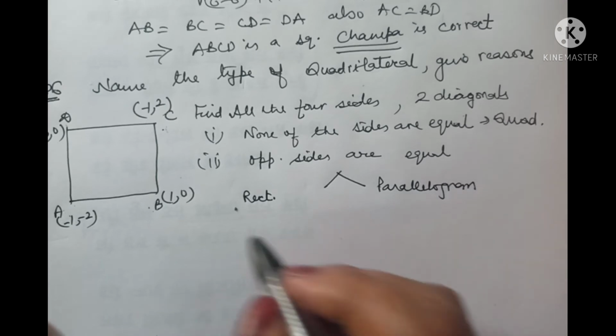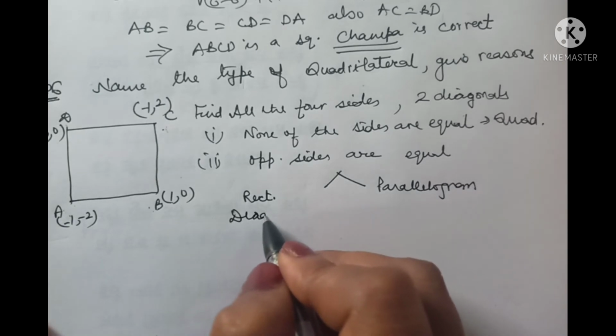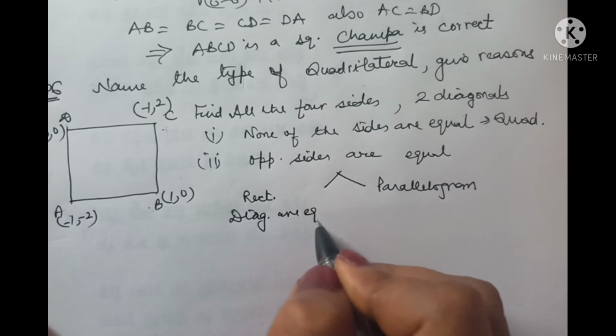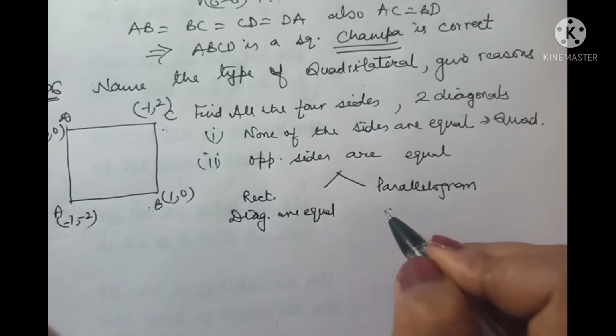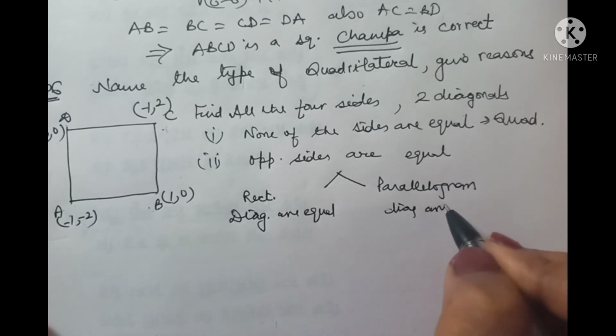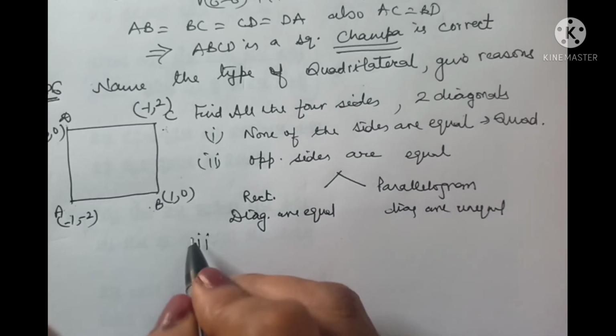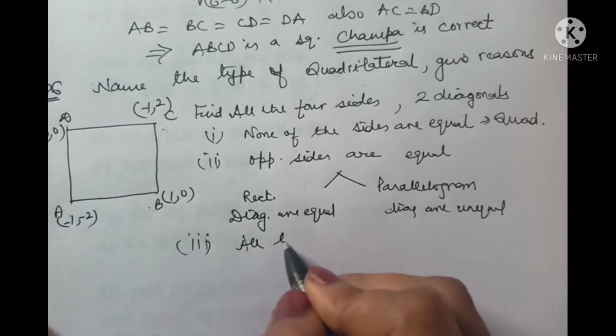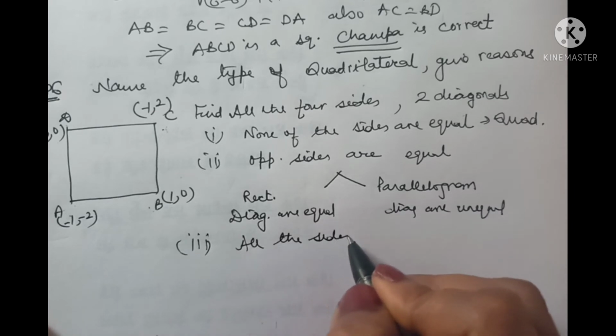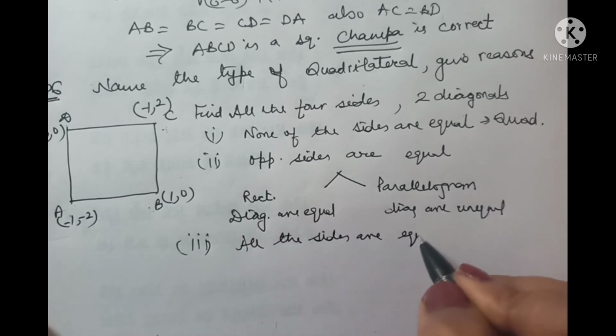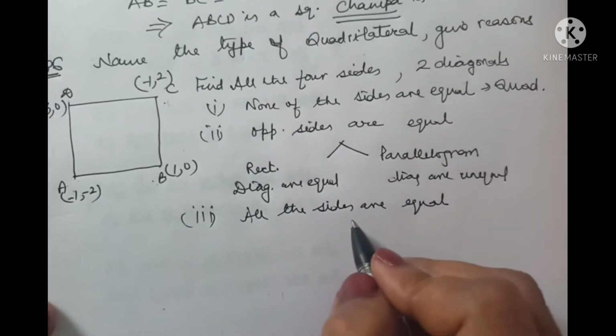Alright. Now if diagonals are also equal, then it is a rectangle, and if diagonals are unequal, then it is a parallelogram. And the third case is all the sides are equal. If all the sides are equal, then again you have to find the diagonals also, and there are two cases.